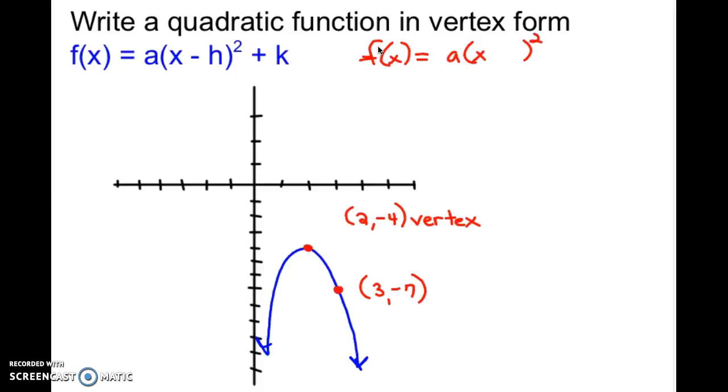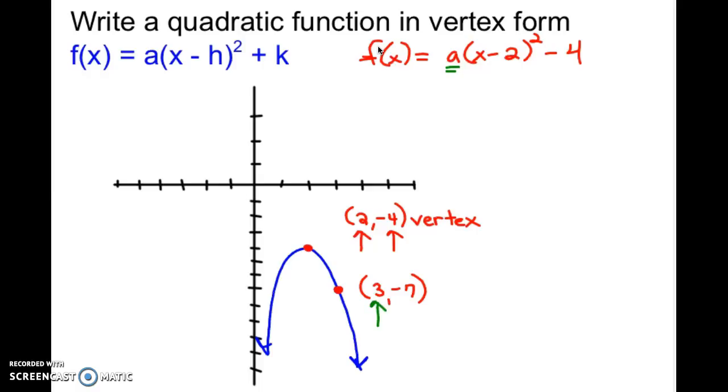by using your vertex. If you remember your vertex, this coordinate right here, the opposite goes inside the parentheses. So the opposite of 2 is -2. And the y coordinate goes on the outside. That's what we used to do. What's new to us is we still have this a in the problem that I need to solve for. So you're going to use another point on the graph to fill in for f of x and x so you can solve for a.